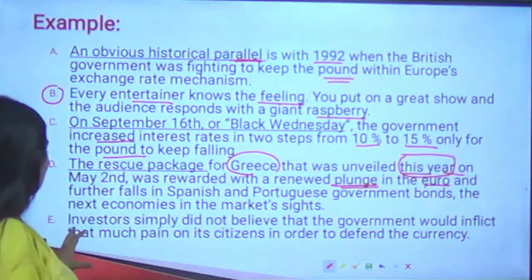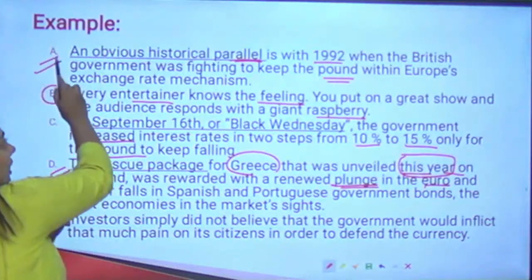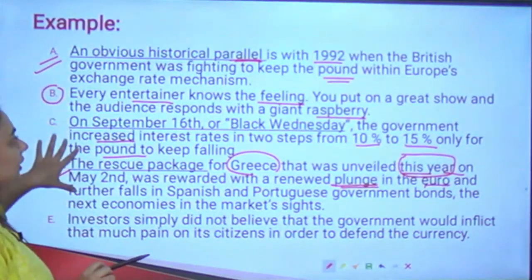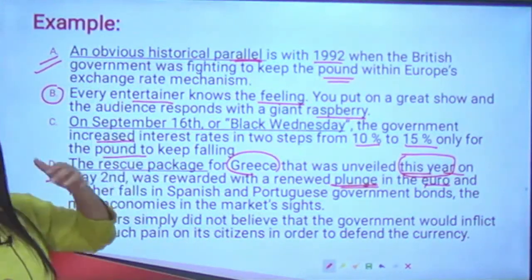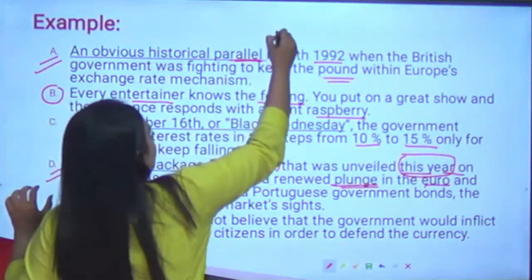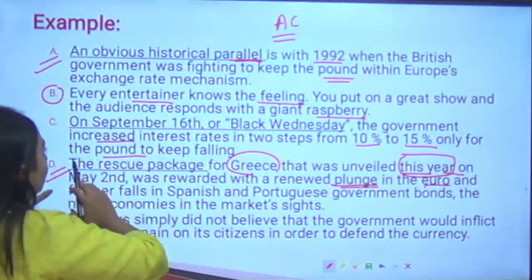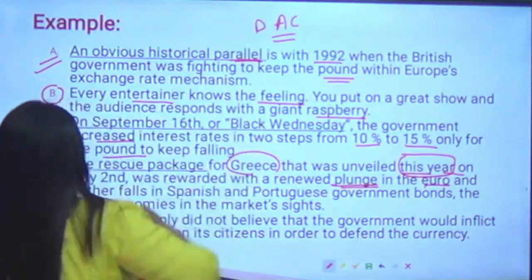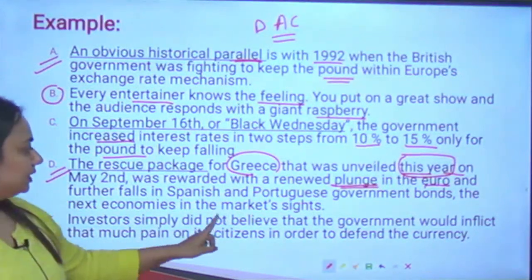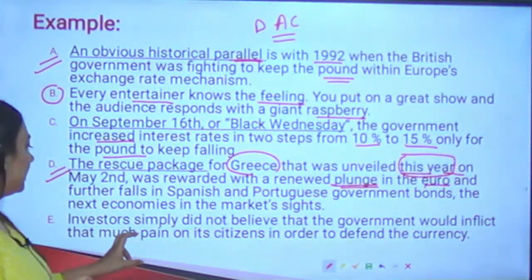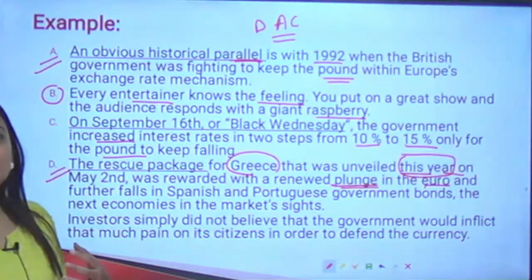Let us see this one. Investors. So one thing is clear, B will come before A and C will come after A, because this also talks about the pound, C also talks about the pound. So I can write A and C make a pair and D will come before it, right? Let's read this one. Investors simply did not believe that the government would inflict that much pain on its citizens in order to defend the currency.